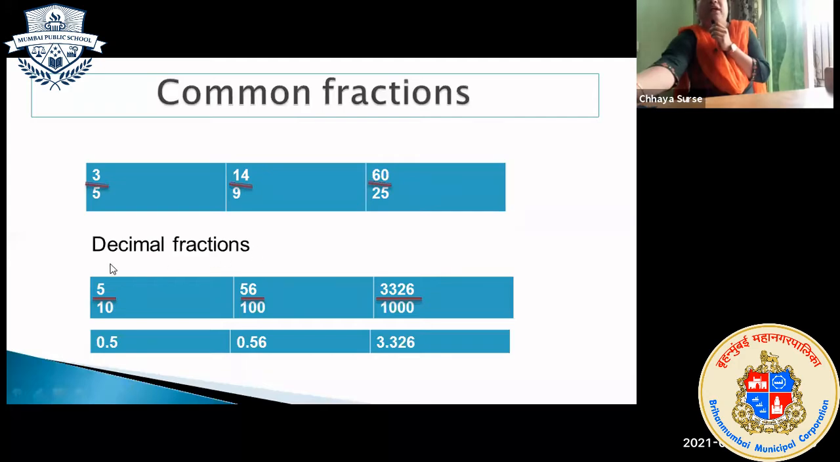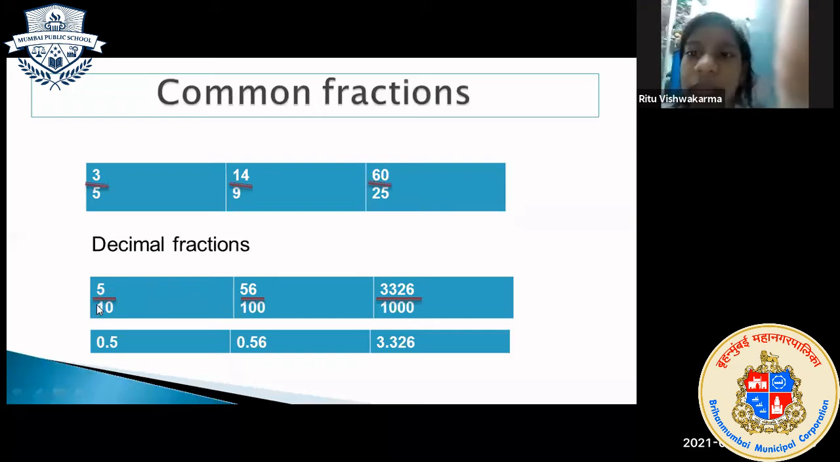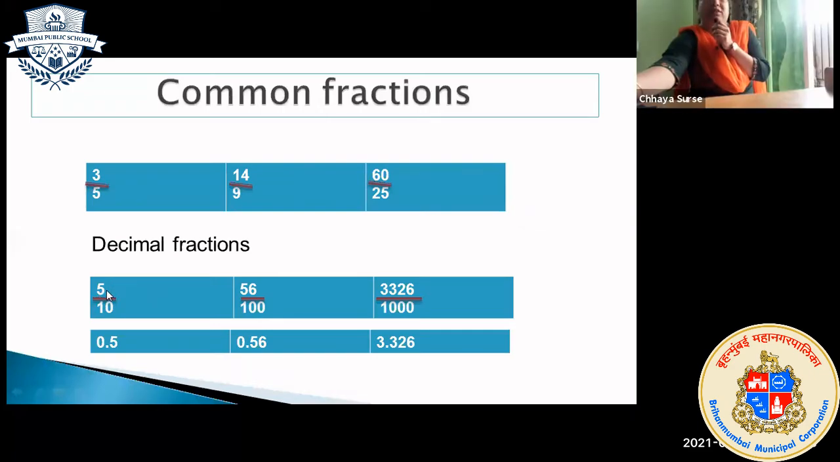Very good. Now the next is decimal fractions. Now the next one is a decimal fraction. This is 5 upon 10. Next is 56 upon 100. And next one is 3,326 upon 1,000. Clear? So these are called common fractions and these are called decimal fractions. What is the difference between these two fractions?